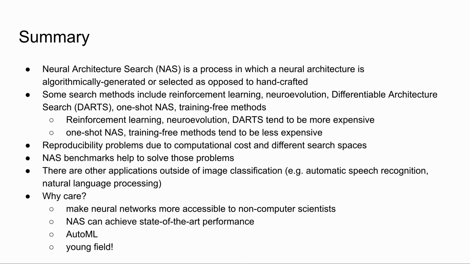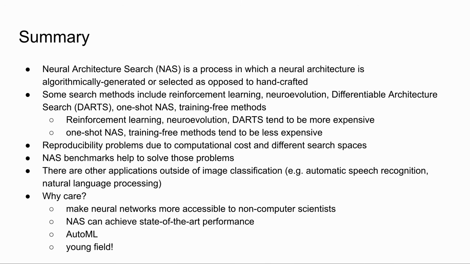Let's summarize what we've learned today. We learned that neural architecture search, or NAS for short, is a process in which a neural architecture is algorithmically generated or selected as opposed to handcrafted. We learned that some NAS paradigms include reinforcement learning, neuroevolution, DARTs, one-shot NAS, and training-free methods, with reinforcement learning, neuroevolution, and DARTs being more expensive, and one-shot NAS and training-free methods being less expensive. We learned there have been some reproducibility problems due to expensive computational costs and different search spaces, which has been addressed by the creation of NAS benchmarks.